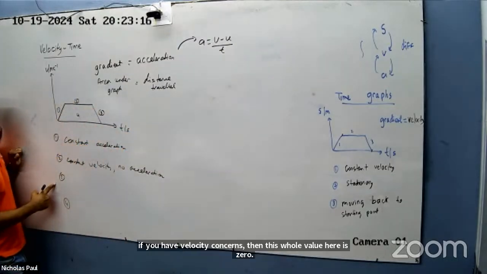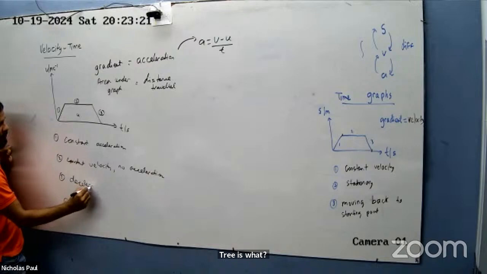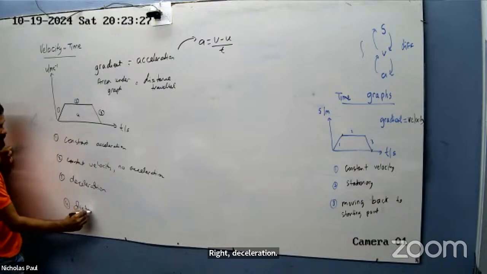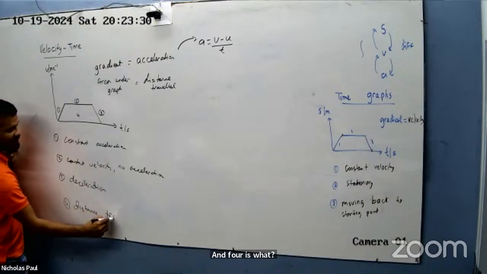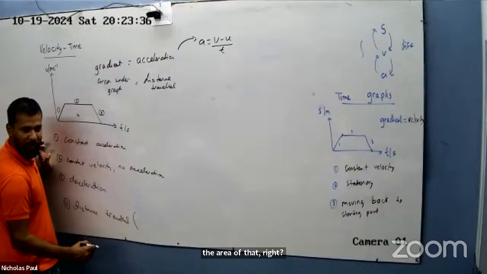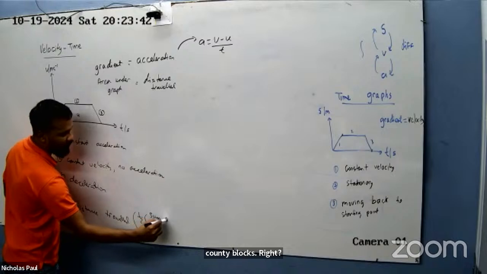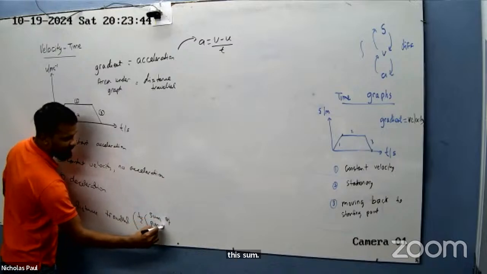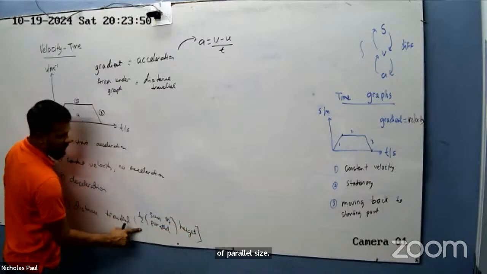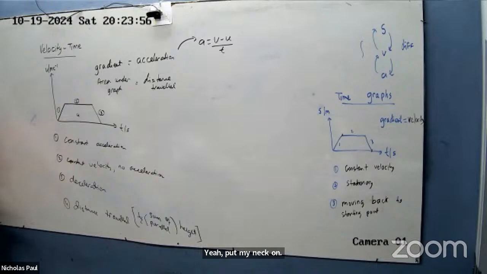Three is what? Deceleration. And four is what? Four is your distance, the area of that shape. How do you find the area of that shape again? Half the sum of the parallel sides by the perpendicular height.